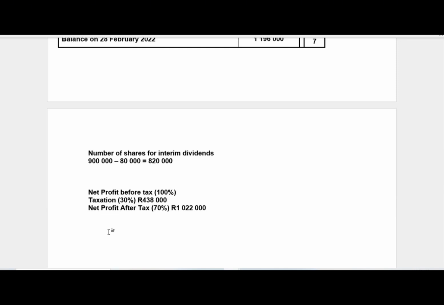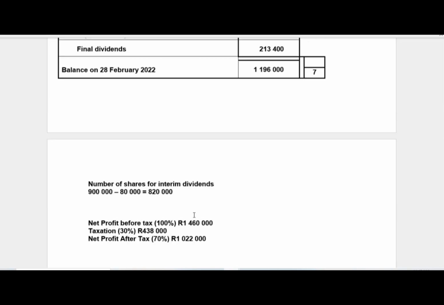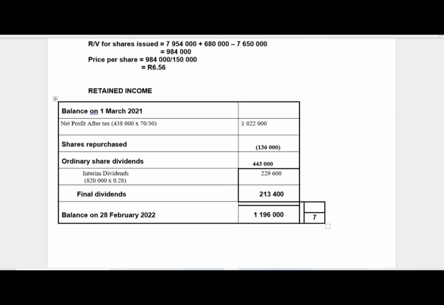Then to calculate net profit before tax, you can just say 1,022,000 add 438,000, and I am getting the rand value for 100% here as 1,460,000. Just to confirm it, you can say multiply by 30 over 100. You will get 438,000. So you can clarify your answer, but it is correct. Now we are done with what was needed there.